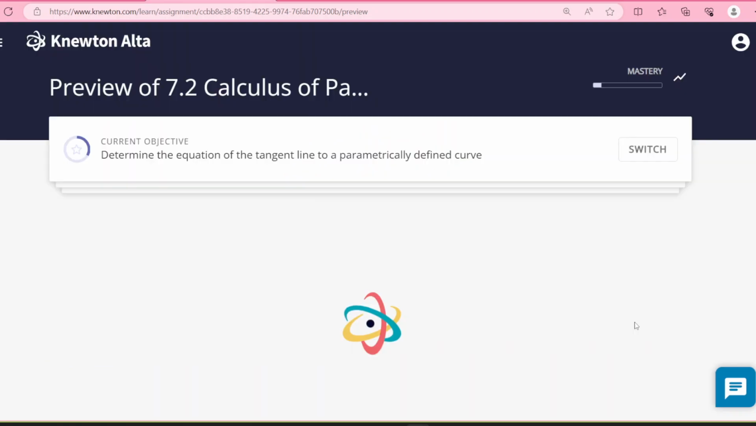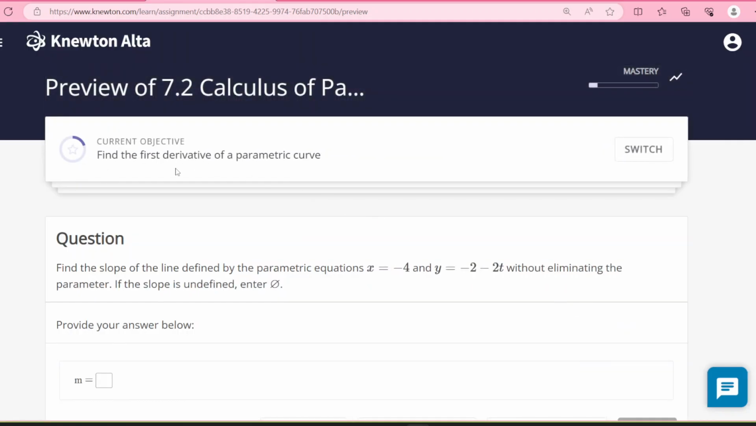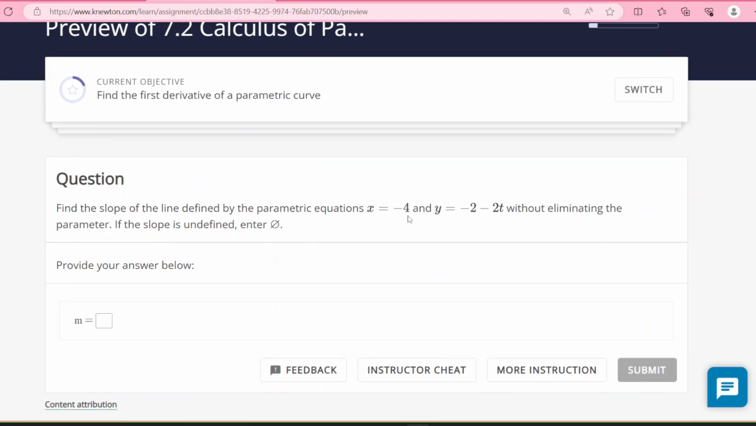All right, so we're back to just finding the first derivative. So here, find the slope of the line defined by the parametric equations without eliminating the parameter. Now, these are both just straight up linear equations. This is kind of a silly one. You see how x equals -4 and it doesn't depend on t at all? So that means no matter what t is, x will be -4. So that's a vertical line. This is describing a vertical line.